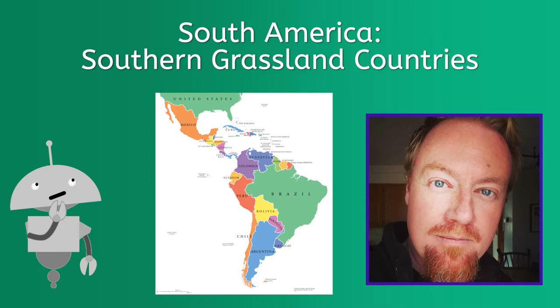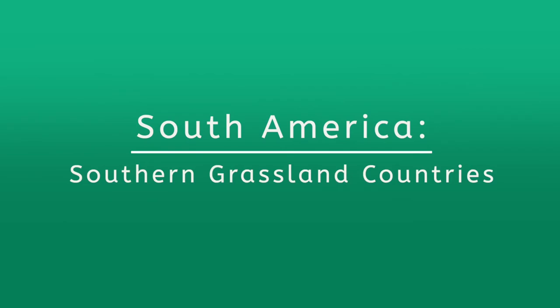Early on in our study of Latin America, we mentioned that the South American continent has three dominant physical features, which largely define the landscape and so much of what goes on there. The first two are, of course, the Amazon rainforest and the Andes Mountains. Today, we head to the third feature on this list, the Southern Grasslands.